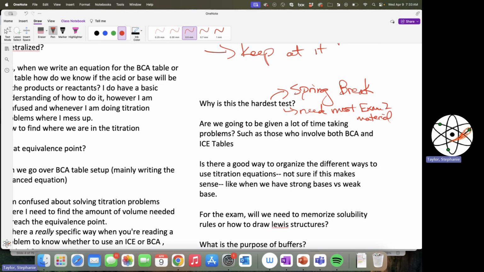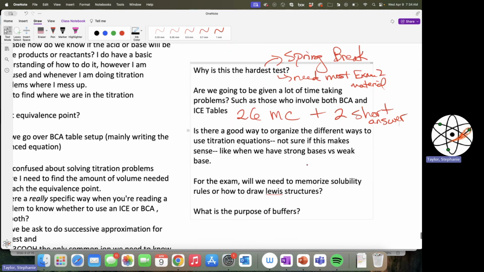Are we going to be given a lot of time taking problems? I forgot how many questions there were. I think we have 26 multiple choice plus 2 short answer. And I will tell you right now, I would actually recommend you do those short answer first and knock them out. Because yeah, I would actually recommend you guys do the short answer first on this exam to get those done and out of the way.